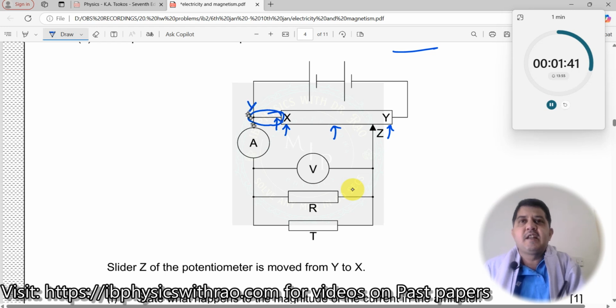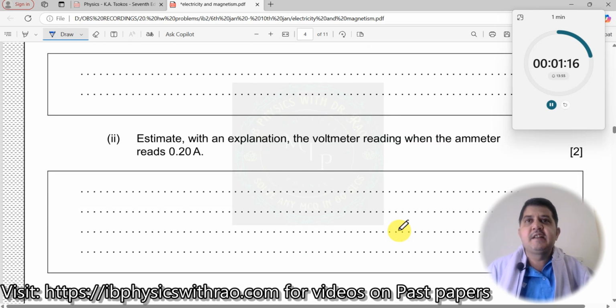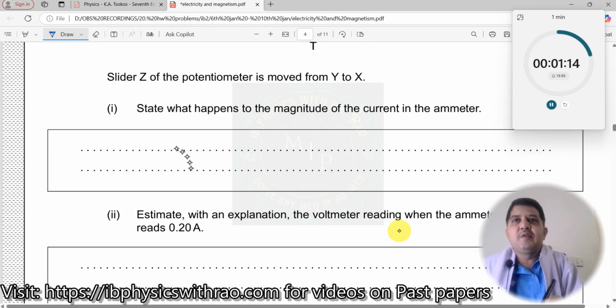So what will happen to the current? More current will pass in the zero resistance region and no current will pass in the ammeter region, because the ammeter is ideal and does not have any resistance. All the current will pass only through this one, as it is connected here like this. So every current will pass here and no current will pass over here. The magnitude of the current will be equal to 0.